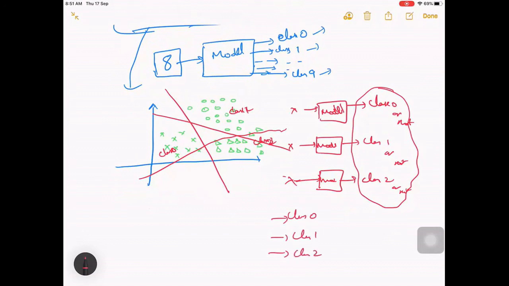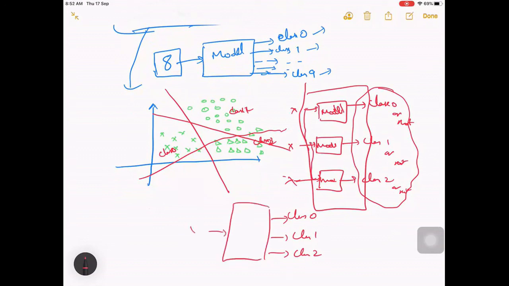Think of this as our bigger model, which takes input from input X, and the inputs are all the same, right? So let's do it like this. Finally you are getting three outputs from your model. This is your model which contains three different models inside, and you'll be getting class 0, class 1, class 2.